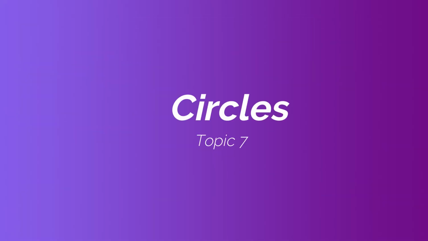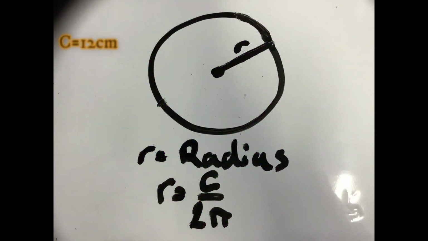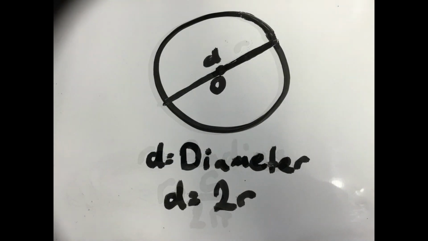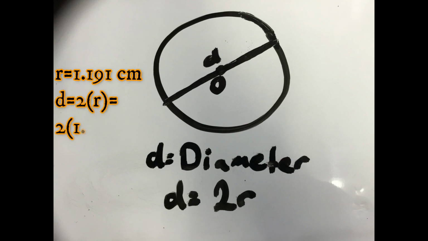Next is going to be circles. We have radius, which is circumference over 2 pi. So if the circumference is 12 centimeters, it's going to be 12 over 2 times 3.14, which in the end gives 1.91. If we take the same thing for diameter, we double it and we get 3.82 centimeters, and that's going to be our diameter because the diameter is 2 times the radius.